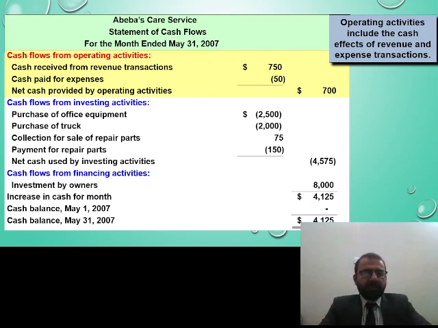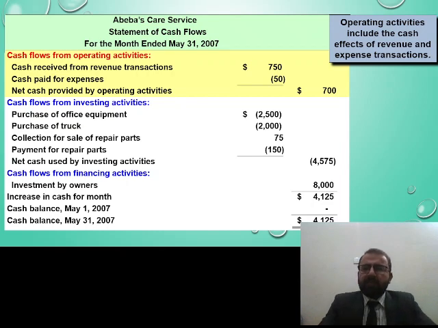Purchase of office equipment of $2,500. Purchase of truck $2,000. Collection for sale of repair parts of $75. Payment for repair parts is $150. We have net cash used by investing activities of $4,575. In cash flows from financing activities, we have investment by owners of $8,000. Increase in cash for the month is $4,125. This is the remaining cash balance at May 31, 2007.